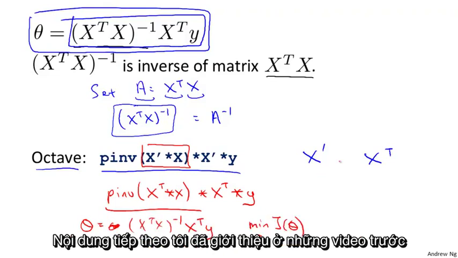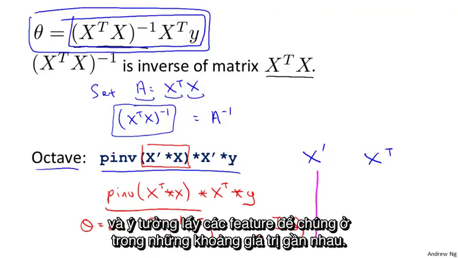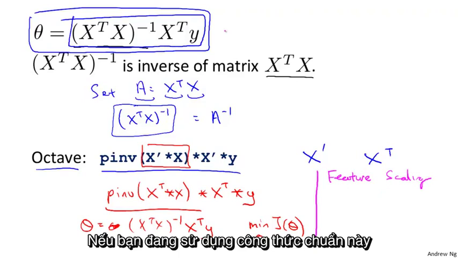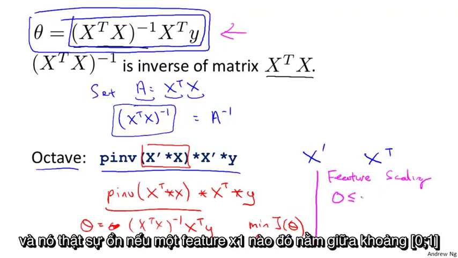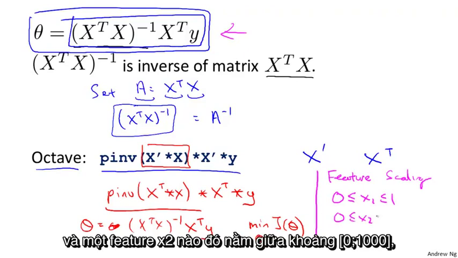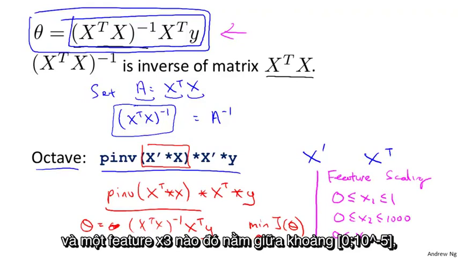One last detail. In an earlier video, I talked about feature scaling and the idea of getting features to be on similar ranges of values of each other. If you're using this normal equation method, then feature scaling isn't actually necessary, and it is okay if, say, some feature x1 is between 0 and 1, and some feature x2 ranges from 0 to 1000, and some feature x3 ranges from 0 to 10 to the minus 5.